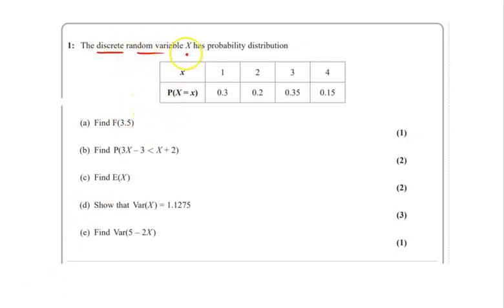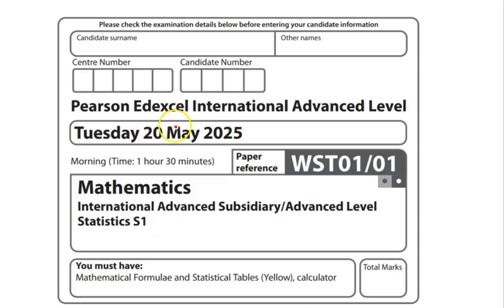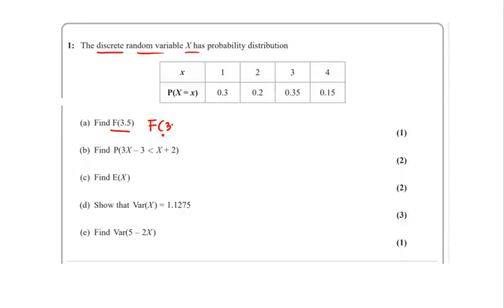a discrete random variable. The first question is capital F of 3.5. Capital F here means it is the cumulative distribution function. So capital F of 3.5 means that we are looking for the probability that x is less than or equal to 3.5. That means x can take on values of, say, 1, 2, 3. These are the values over here, the values less than 3.5.